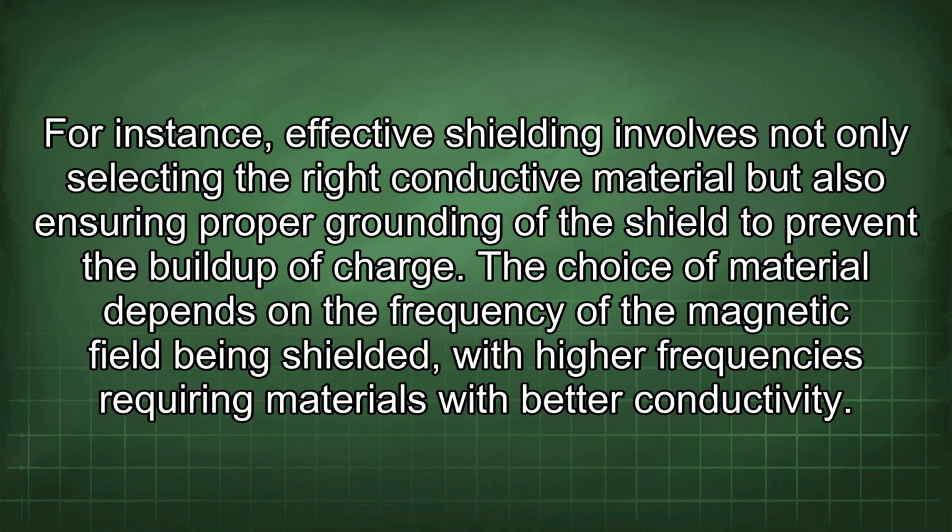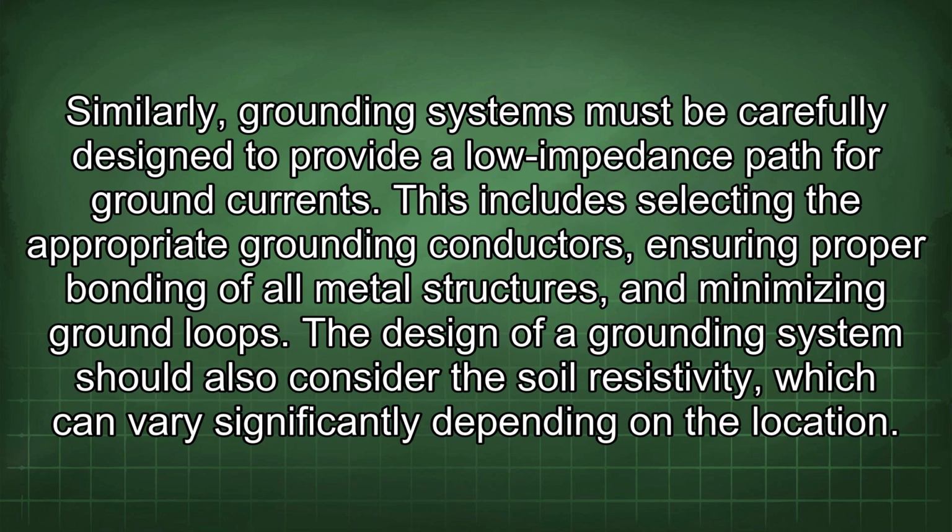The choice of material depends on the frequency of the magnetic field being shielded, with higher frequencies requiring materials with better conductivity. Similarly, grounding systems must be carefully designed to provide a low impedance path for ground currents. This includes selecting the appropriate grounding conductors, ensuring proper bonding of all metal structures and minimizing ground loops. The design of a grounding system should also consider the soil resistivity, which can vary significantly depending on the location.